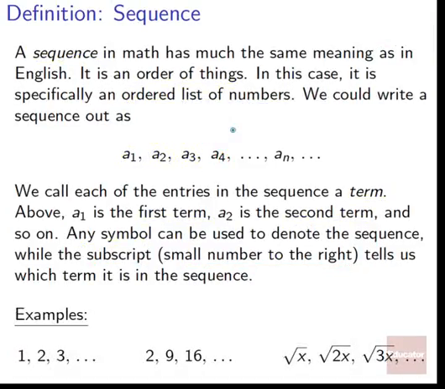Here are some examples. We could have 1, 2, 3, dot, dot, dot, and the dot, dot, dot just says keep going in this manner. It continues on. 2, 9, 16, dot, dot, dot, square root of x, square root of 2x, square root of 3x, dot, dot, dot. So a sequence is just some ordered list of things, an ordered list of numbers in this case. Even here, it winds up being an ordered list of numbers. It's using a variable, but once we set x as some number, it's going to wind up just being an ordered list of numbers there as well.